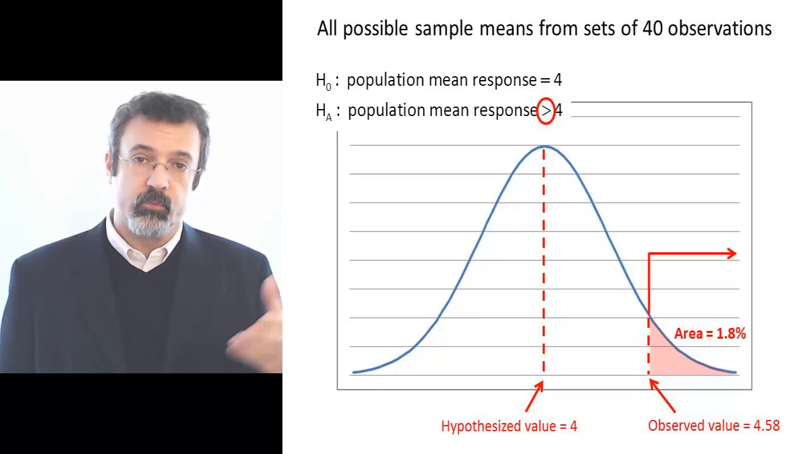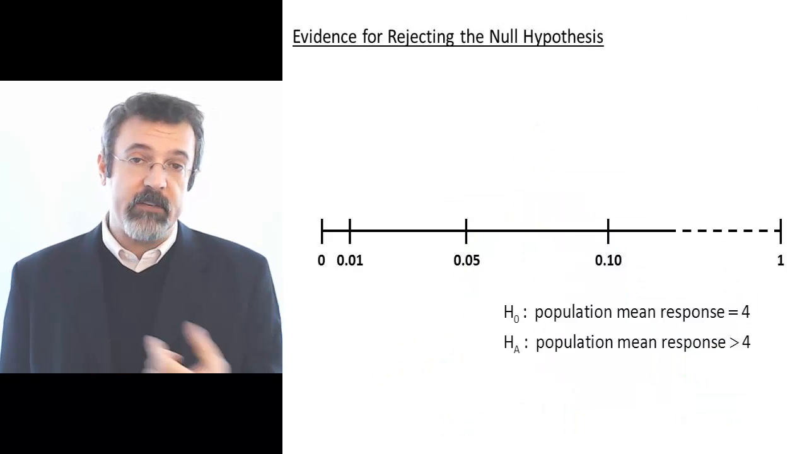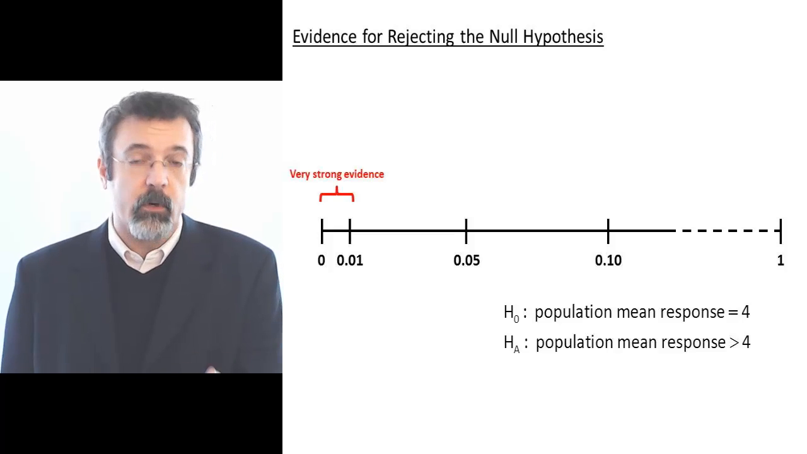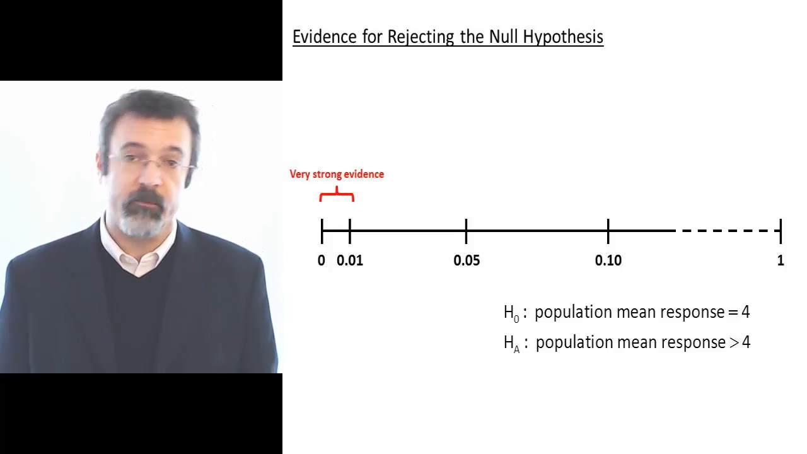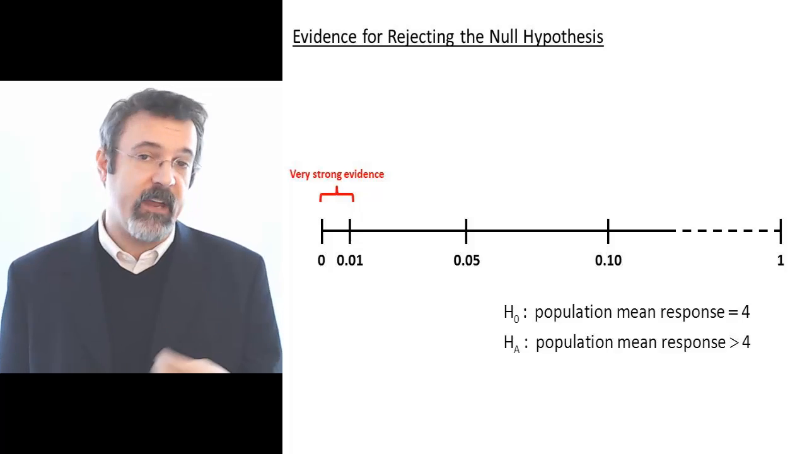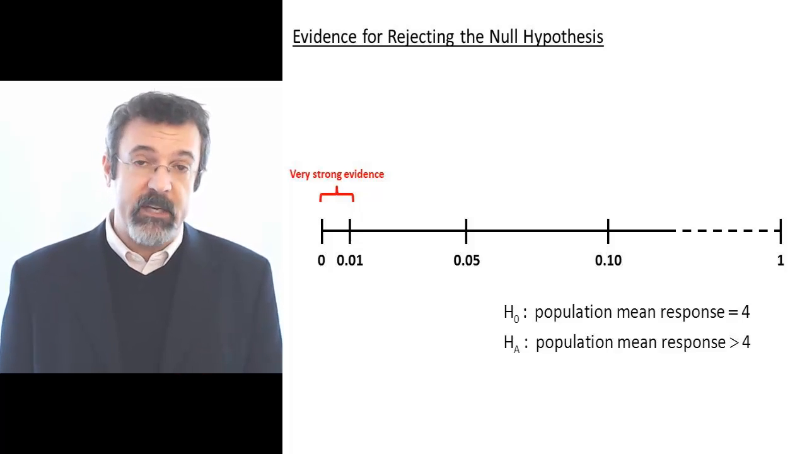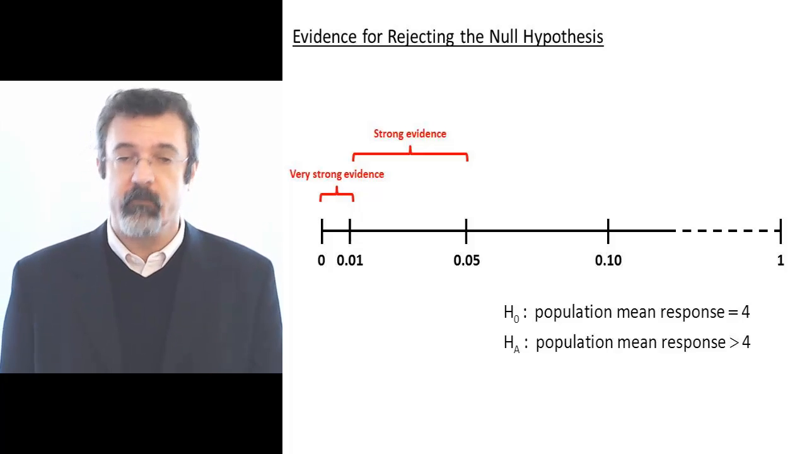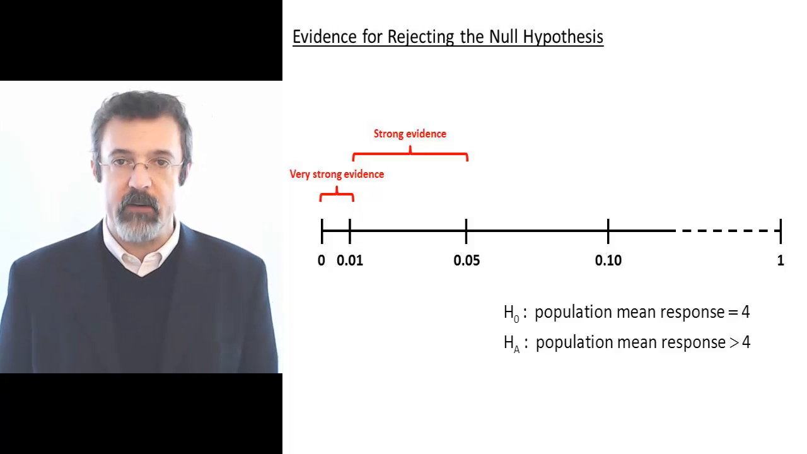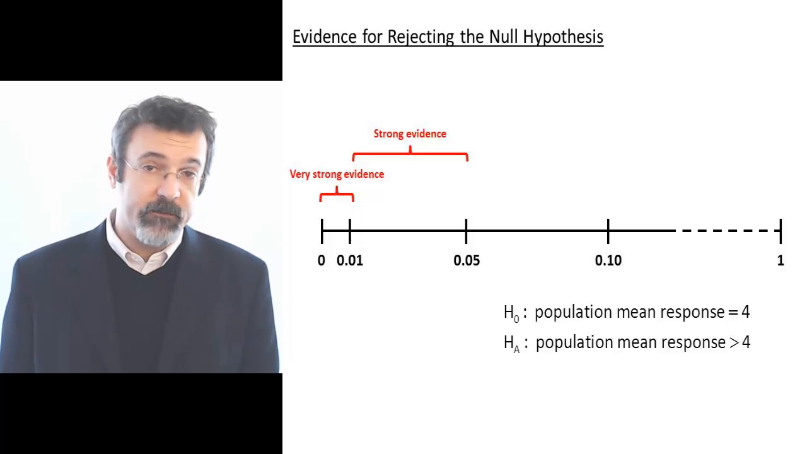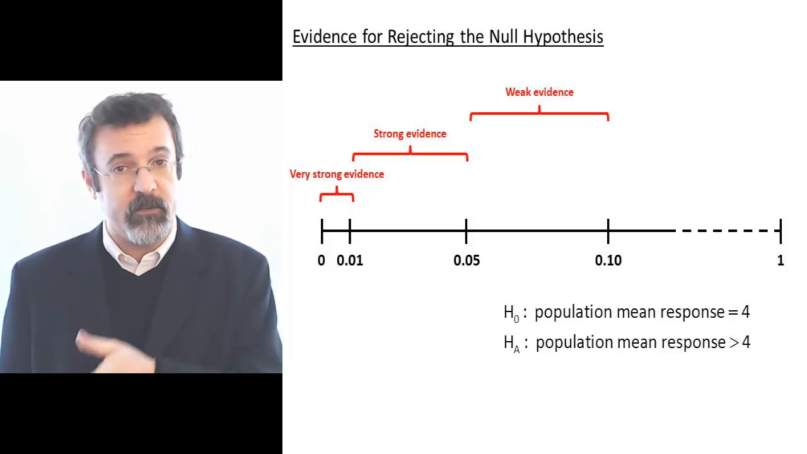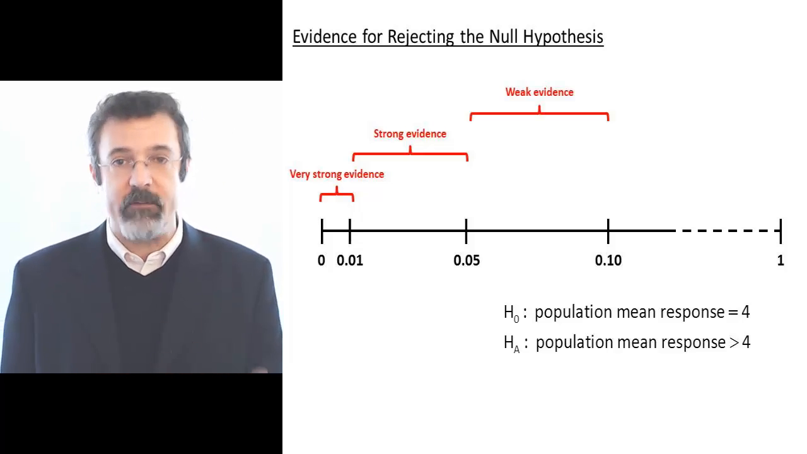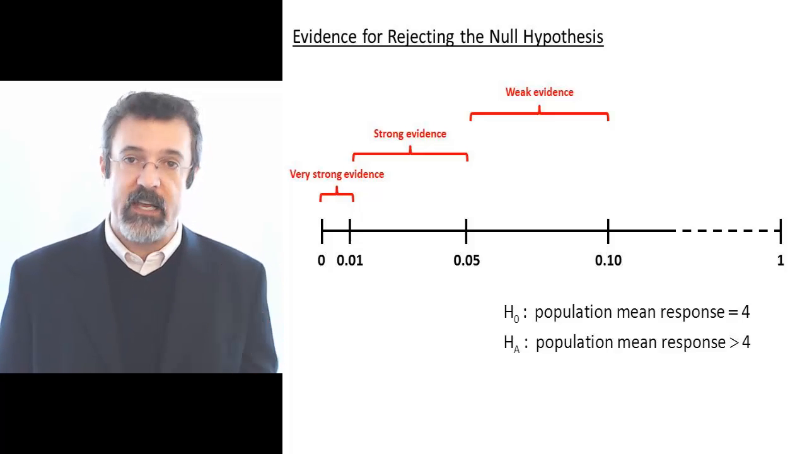All p-values range between 0 and 1. P-values between 0 and 0.01 indicate very strong evidence for rejecting the null hypothesis in favor of the alternative hypothesis. P-values between 0.01 and 0.05 indicate strong evidence for rejecting the null hypothesis in favor of the alternative hypothesis. And then finally, p-values between 0.05 and 0.10 indicate weak evidence for rejecting the null hypothesis in favor of the alternative.